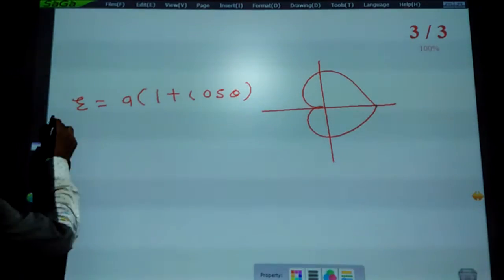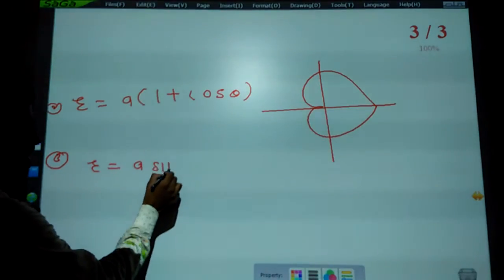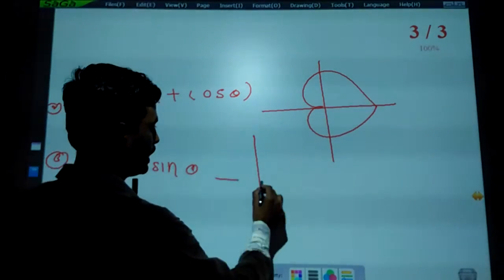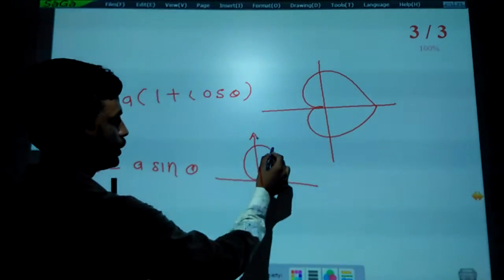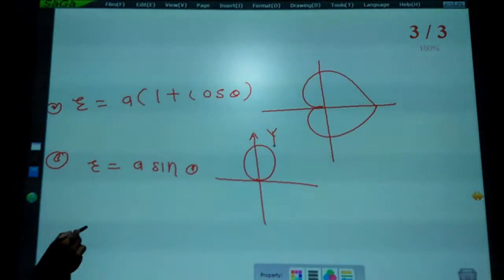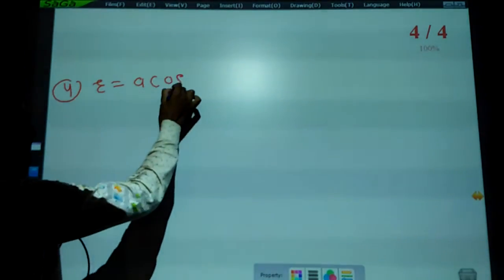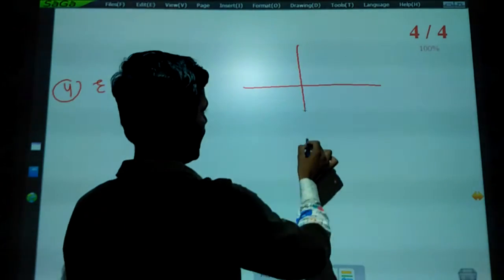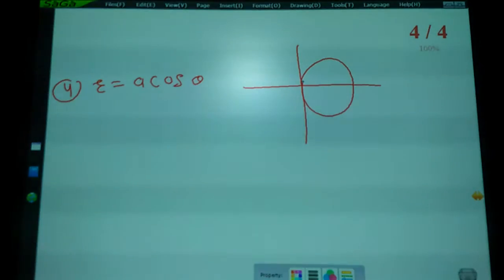So curve number three, r is equal to a sin theta. Its curve is like this, on the positive y-axis. Remember that if r is equal to a sin theta, then its curve is like this. Fourth, if r is equal to a cos theta, then its curve is like that. So these basic things we require.